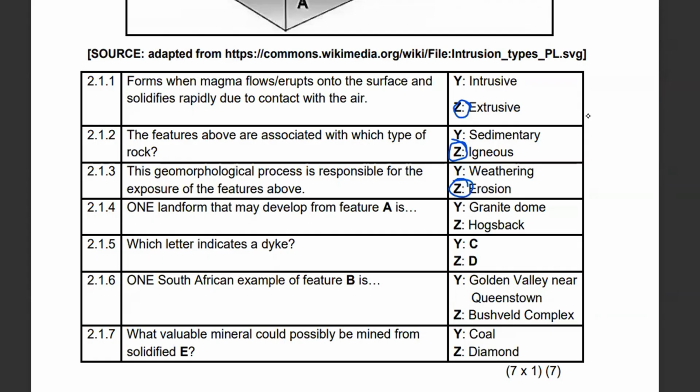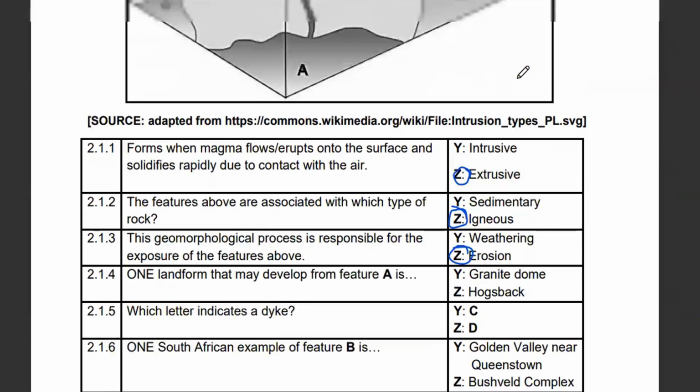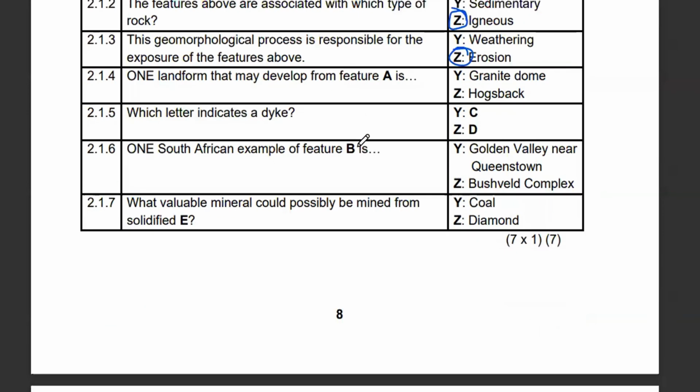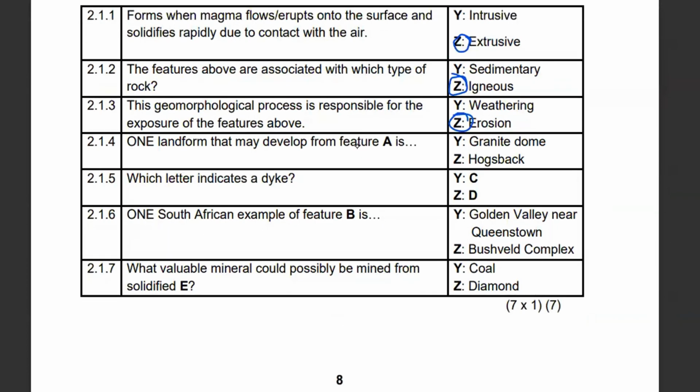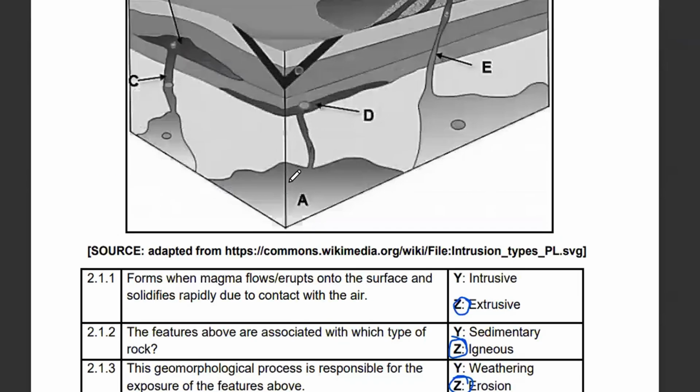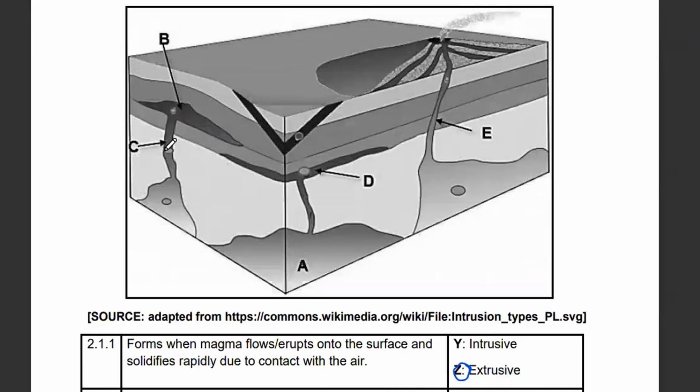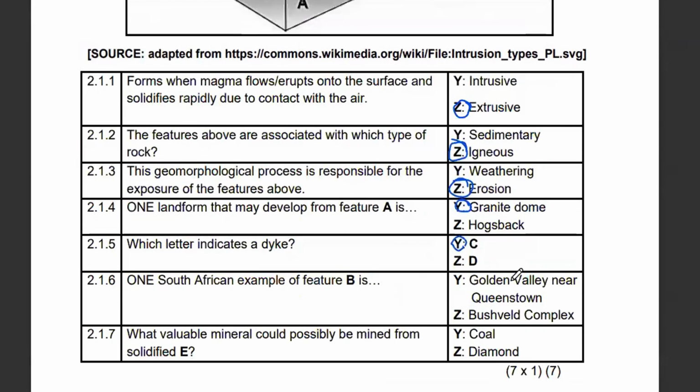One landform that may develop from feature A. From feature A, you can see feature A there. From the batholith, we can have a granite dome, which later is a dike. A dike, it cuts through the rock layers. So it's C. If you check there, our C is cutting through the rock layers.